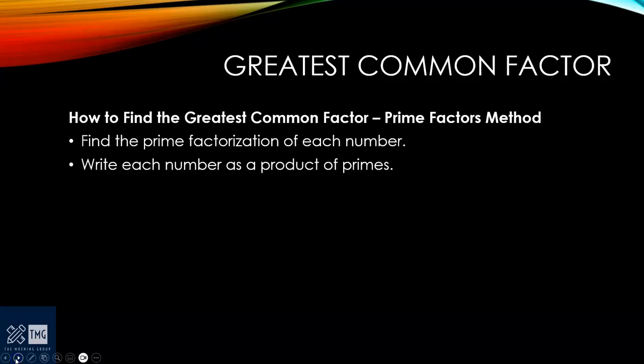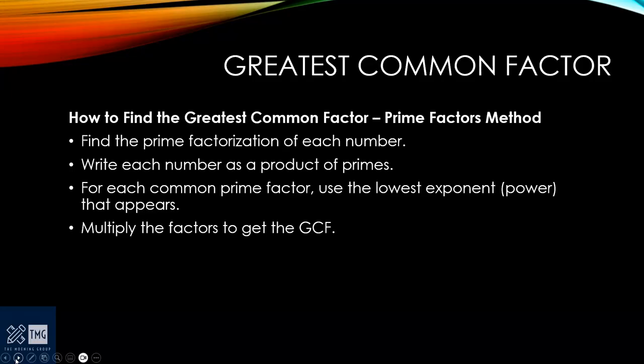With this, we're going to find the prime factorization of each number. I like to use a factor tree for that. And we'll write each number as a product of primes. Now, because we're finding the common factor, we're going to look at what factors are common between our product of primes, and we're going to use the lowest exponent that appears. Multiply these together, you have your greatest common factor.